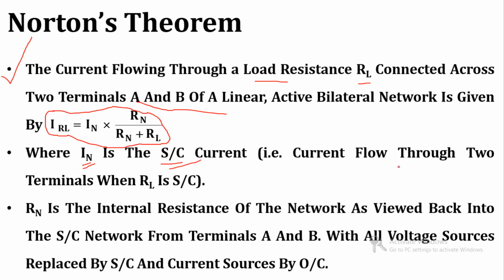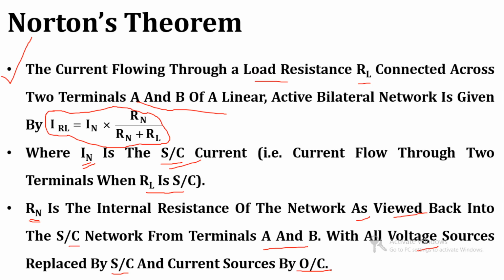That means current flowing through two terminals when RL is short circuited, and RN is the internal resistance of the network viewed back into the short circuit network from terminal AB when all the voltage sources are short circuited and current sources are open circuited. So the statement is just like Thevenin's theorem.